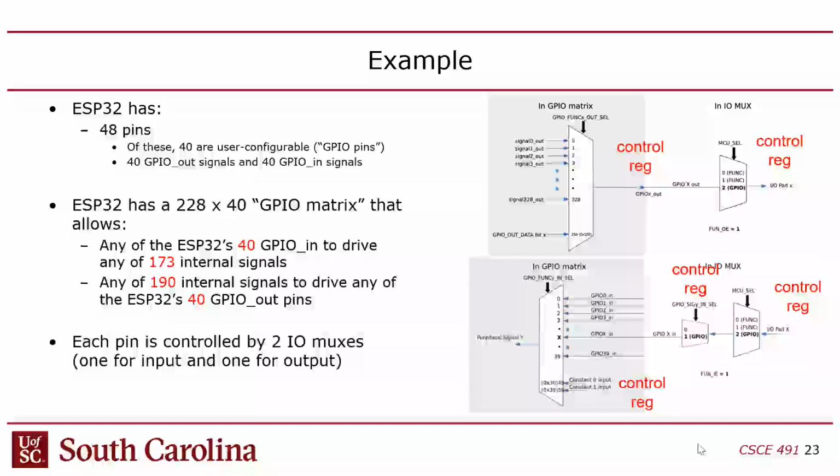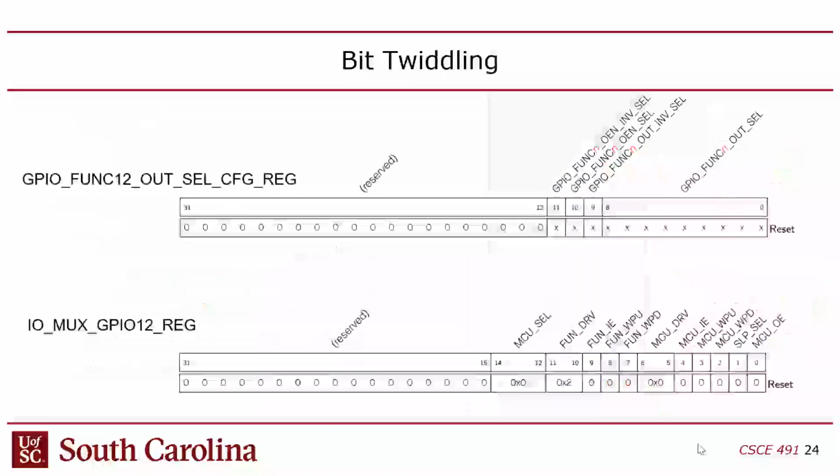But then to add a little bit more complexity, there's a second mux after that that's used to disregard the first mux if you want to, right? To short circuit it, right? So in order to set up an output pin, you have to set both of these muxes up. That's my point, right? And to do that, there's a separate control register for each, okay?